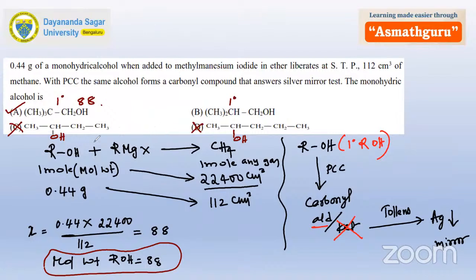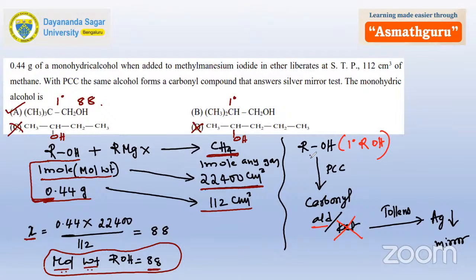Yes, sir. Here, Purnima, 1 mole of alcohol gives you 1 mole of methane. And remember, Purnima, 1 mole of methane is a gas. Any gas will occupy 22,400 cm3 space. And what is 1 mole? 1 mole means its molecular weight. We don't know that one. But he says 0.44 gram gives you 112 cm3. So we have to do cross multiplication, Purnima. I calculate X. X is nothing but molecular weight. I got 88. Just keep it like that.